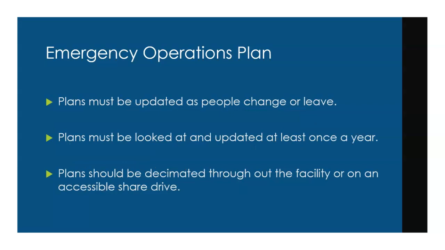Plans have to be updated and changed as people leave or positions change. Again, they have to be looked at and updated at least once a year, but they should be updated and looked at more often than that. And plans should be disseminated throughout the facility, or at least placed on an accessible share drive. However, that said, you should also disseminate them across the facility in paper form, because if the shared drive goes down or if electricity goes down, you want to still be able to have access to that emergency operations plan.